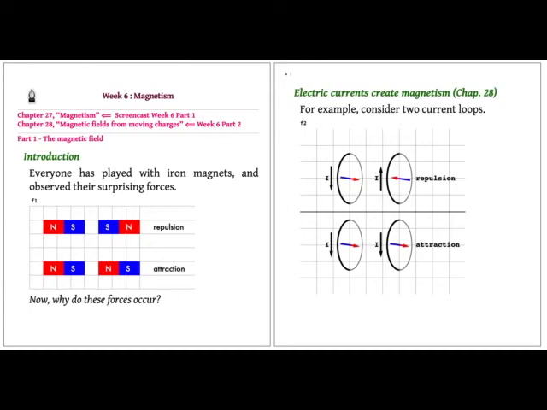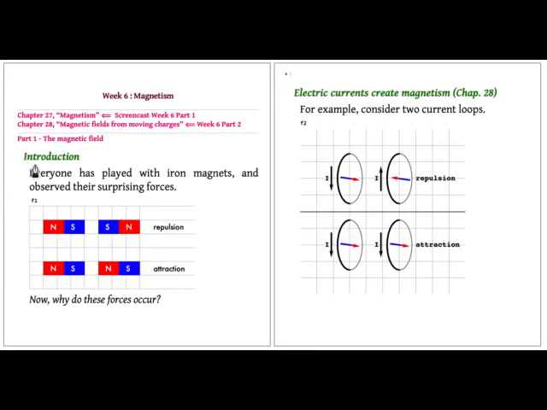Next is magnetism. Actually, this week we'll be considering two chapters on magnetism. Chapter 27, that'll be this screencast, part one. And chapter 28, that'll be screencast part two. So we'll start with the magnetic field.